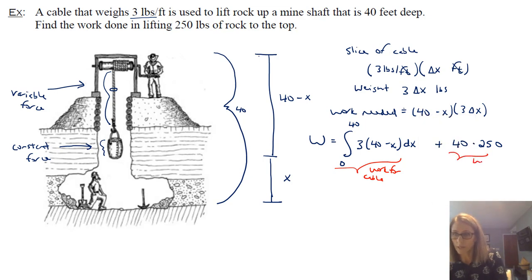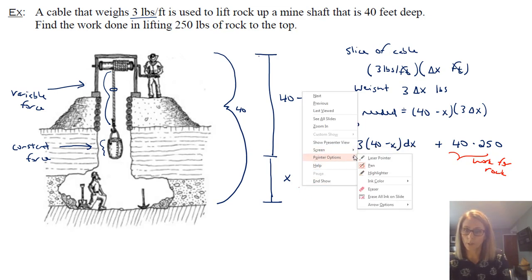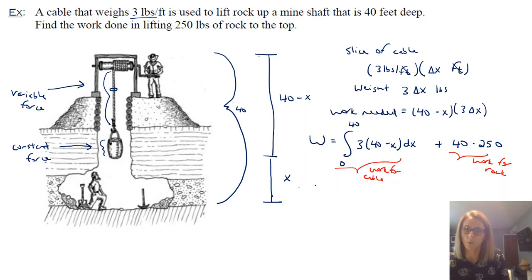So this is the work for the rock. So now we have that. So now all we need to do is just integrate and add our values together. At this point, it's fairly straightforward here. So we will have the integral, and that 3 can be on the outside, of course.